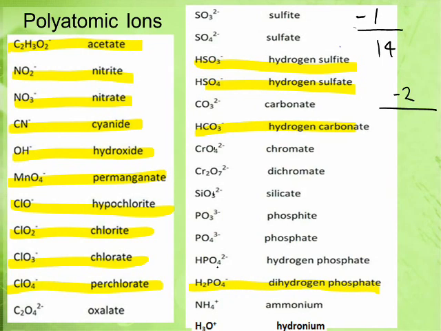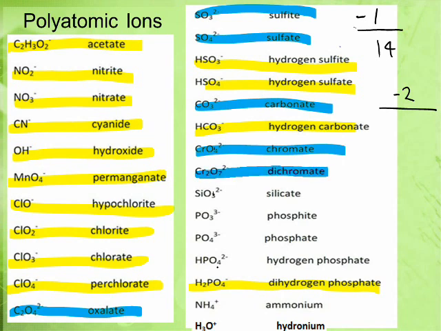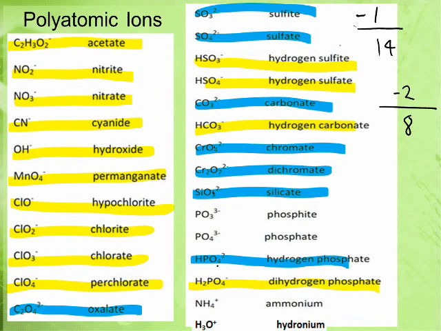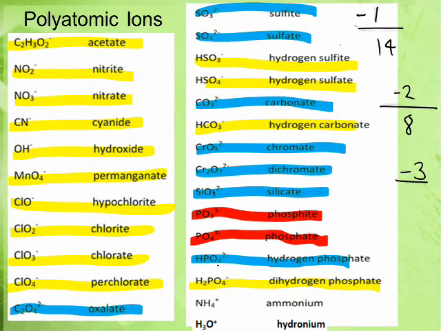Now how about negative two? We have one, two, three, four, five, six, seven, and eight. There are eight with a charge of negative two. Negative three, we just have two. And what about the positive ones? Well, those are just the two as well.